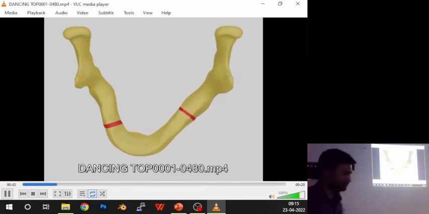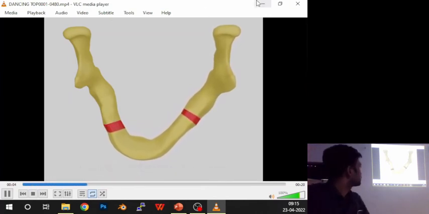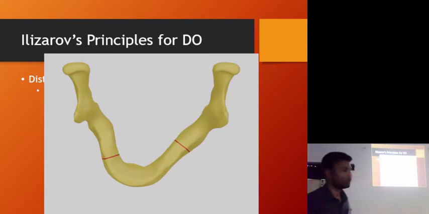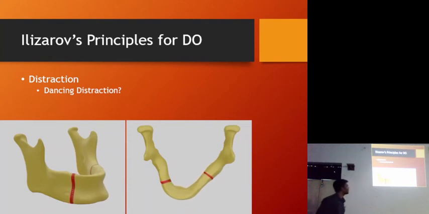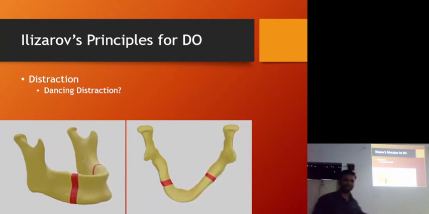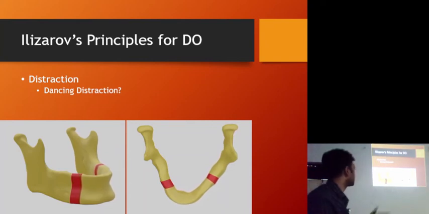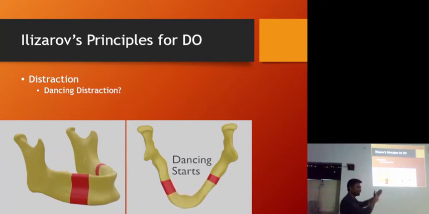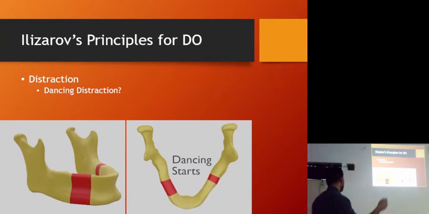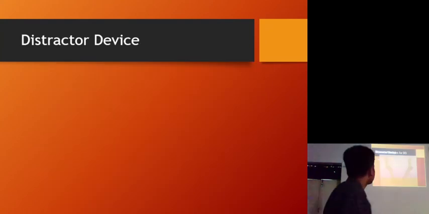Understood this much? Let's close this. Okay, this was your dancing distraction. Now this is the lateral view of the same thing. Okay, the animations are not that good. I didn't have enough time. I started the preparation only yesterday. So you can see dancing starts: increasing, decreasing, increasing, decreasing, and on the other side there is continuous distraction. Okay, and we achieve the symmetry and we achieve the length on both the sides. Okay, this was dancing distraction.